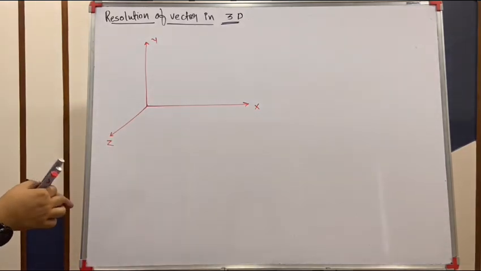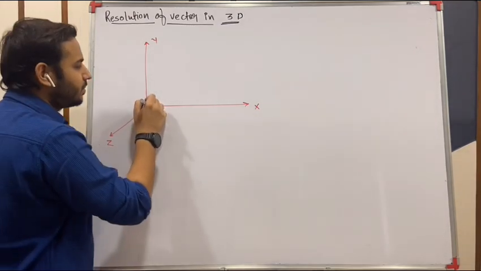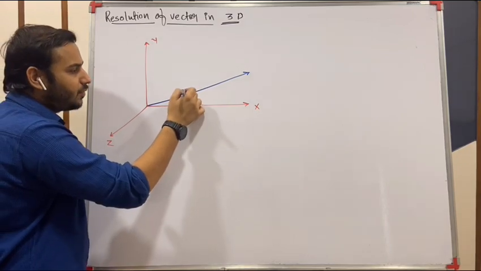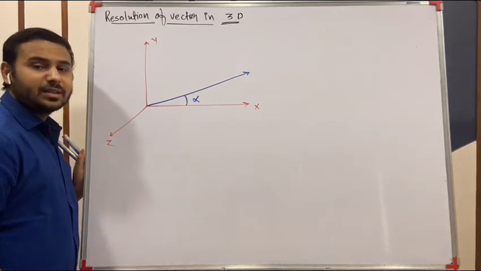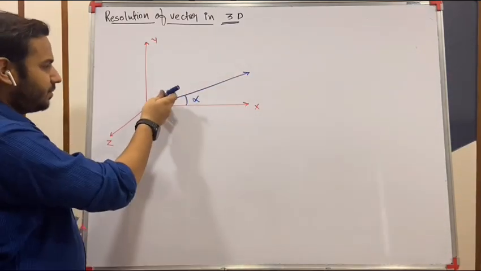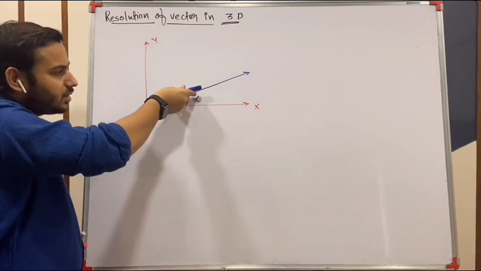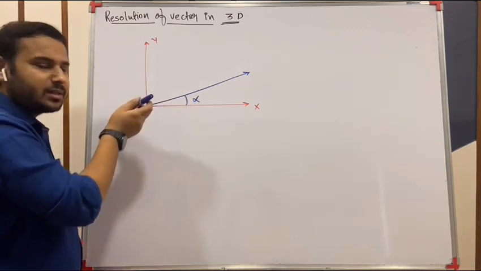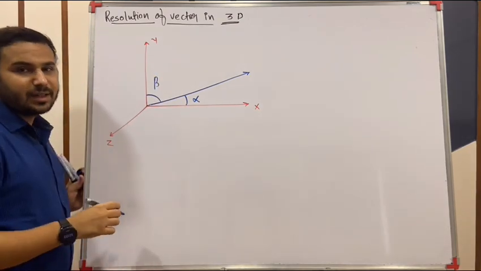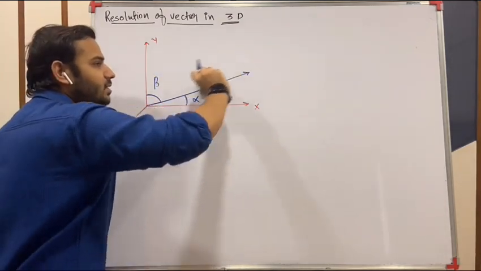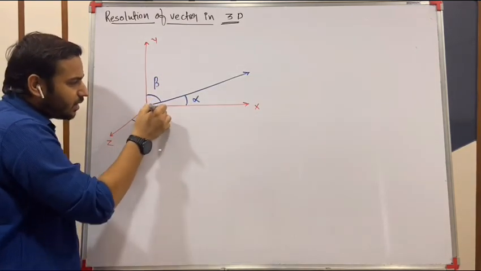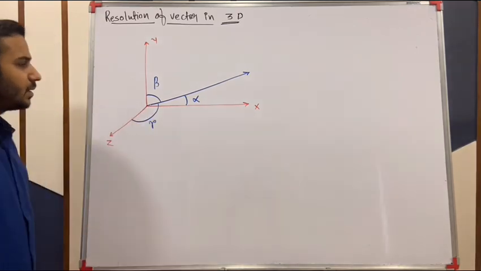Now let me draw a vector like this, which is making an angle of alpha with x. The vector is not in the xy plane, the vector is like this. This is the vector. Understood? It is making an angle of beta with the y-axis. Here alpha plus beta is not 90 because the vector is not in the plane, the vector is like this. And it is making an angle of gamma with the z-axis.